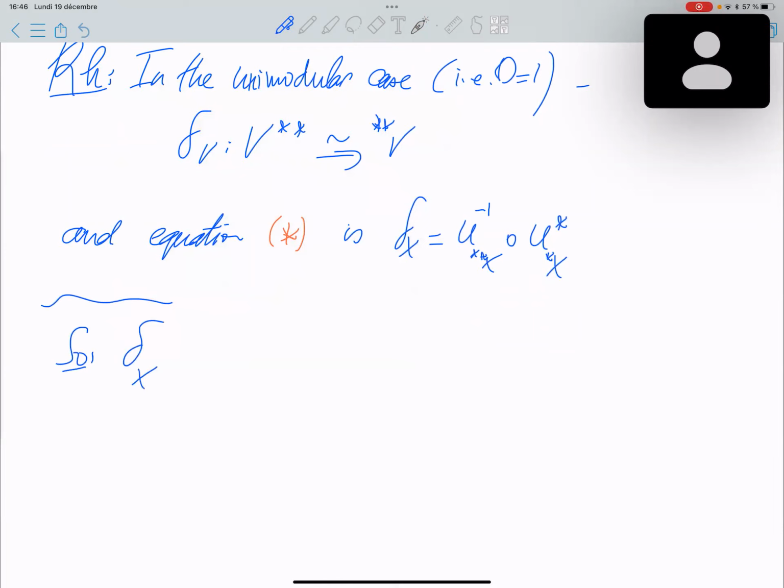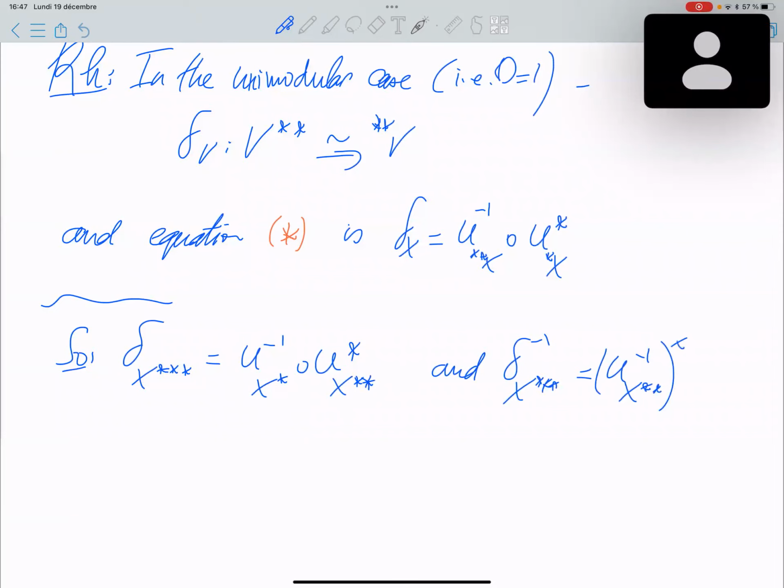we have, if you put triple star, you get U inverse X star compose U X double star and U X triple star. So we will use this delta X triple star inverse, which is equal to U X double star inverse star compose with U X star.